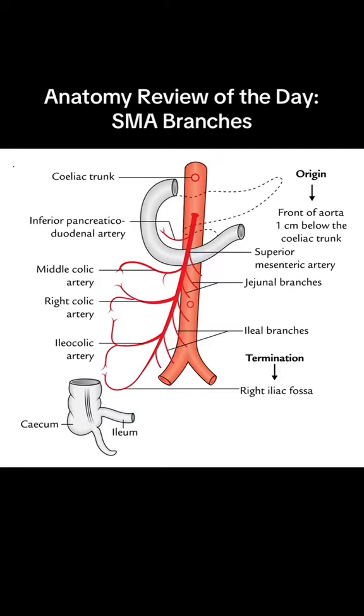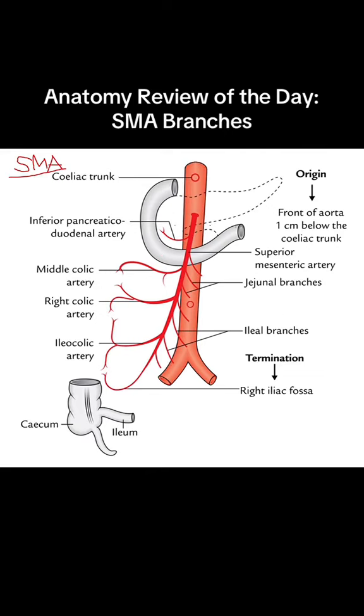Anatomy review of the day. Today we will look at the branches of the superior mesenteric artery. The SMA is a branch of the abdominal aorta and it has 6 main branches.